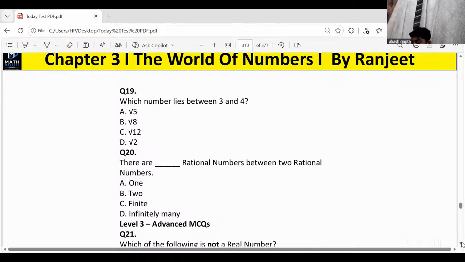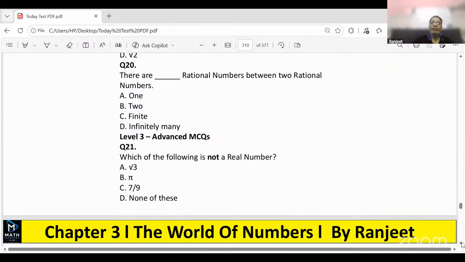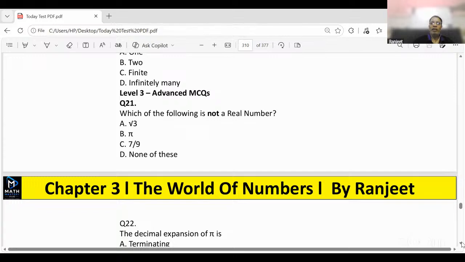Now, question number 20. Infinitely many. Is it right or wrong? Right. Question number 21. Which of the following is not a real number? None of these. Yes, sir, none of these.